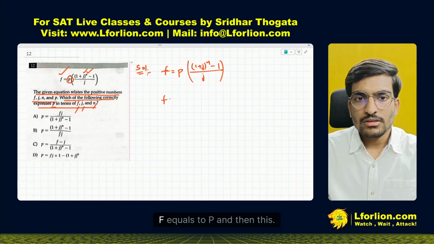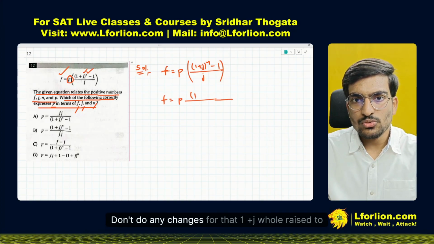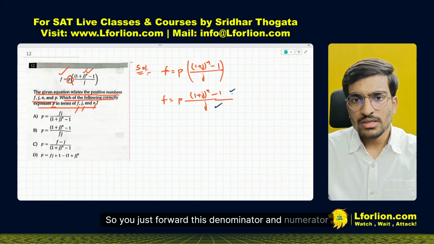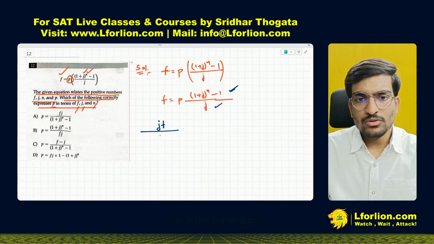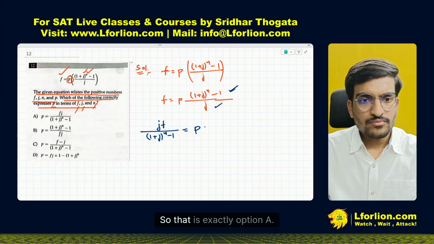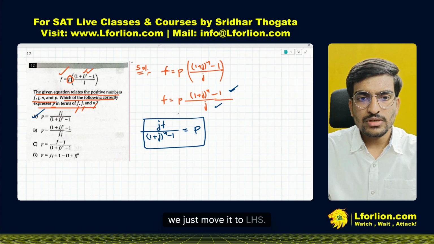So first, f equals p, and just keep that p as it is. Don't make any changes to it. (1 plus j) whole raised to the power of n minus 1, divided by j. So you just move this denominator and numerator to the LHS. So it's going to be jf divided by the thing which is in the numerator. It comes to the denominator: (1 plus j) whole raised to the power n minus 1, that equals p. So that is exactly option A. Whatever the things with p, we just move them to the LHS.